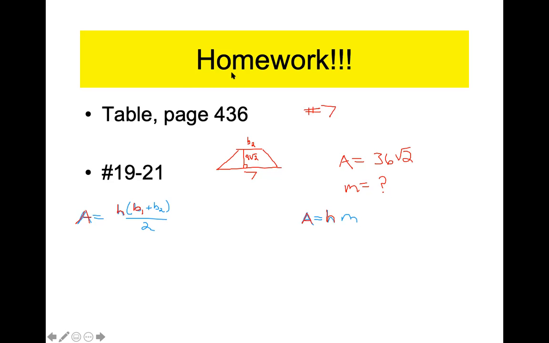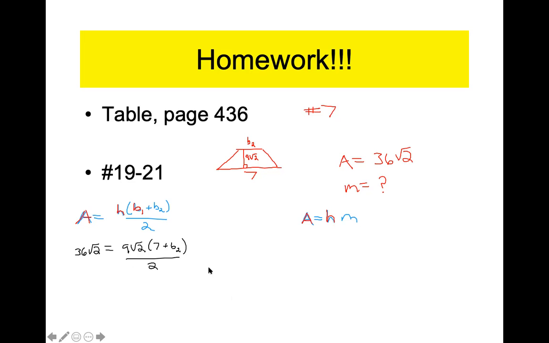Here we go. Which one do you want to do first, Matt? The easy one or the more challenging one? Harder first. All right, so that's the one on the left here. So I'm just going to type in everything I know. I know the area is 36 root 2. That's part of the given information. I know the height is 9 root 2. I know that base 1 is 7. What I don't know is base 2. Okay, and this is all over 2.